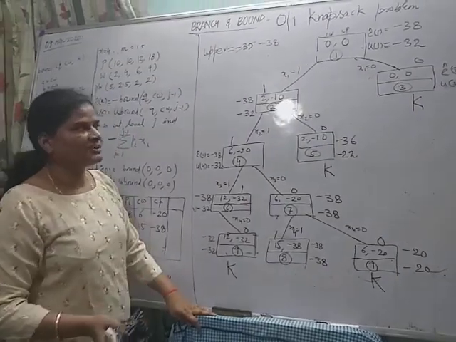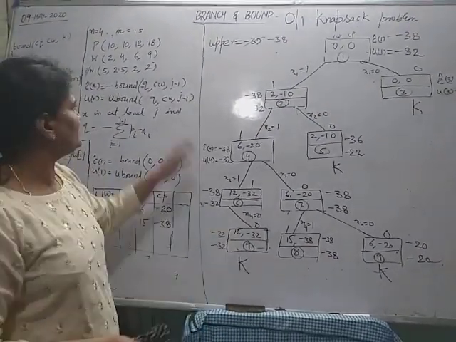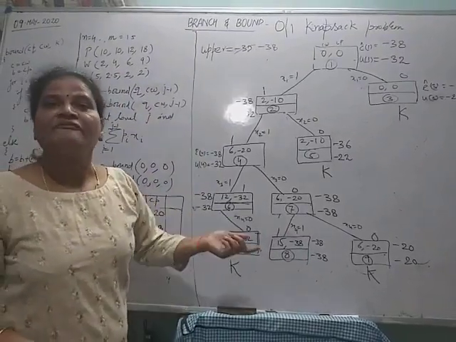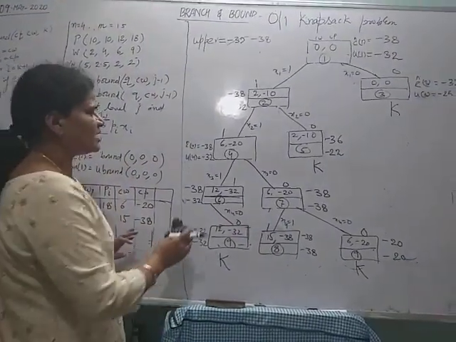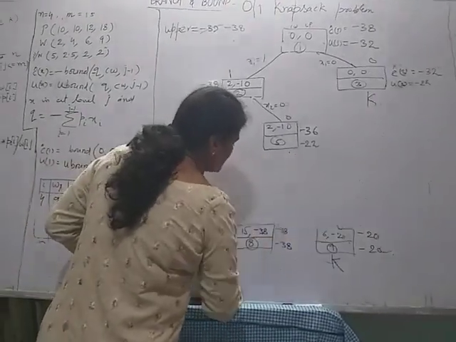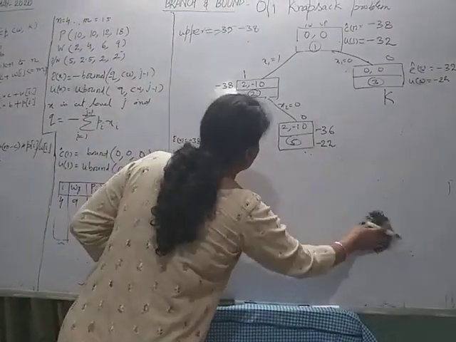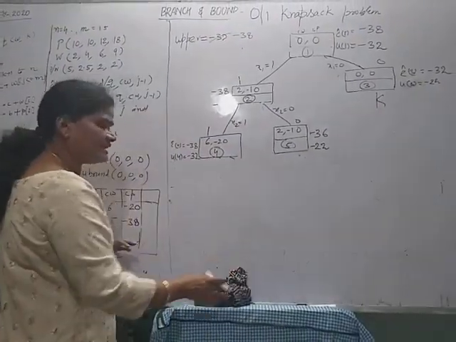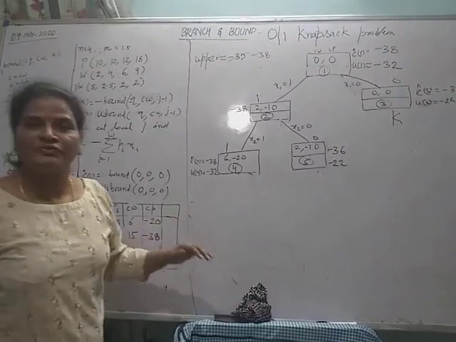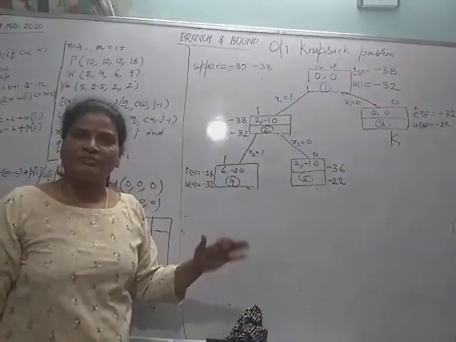Okay, so suppose you are going to solve the same 0-1 knapsack problem for the same example using FIFO branch and bound. If you are going to solve the same problem with the FIFO branch and bound technique, then the only change is the selection of the next node, whether you use FIFO, least cost, or LIFO branch and bound.